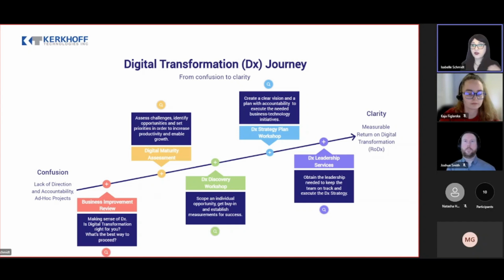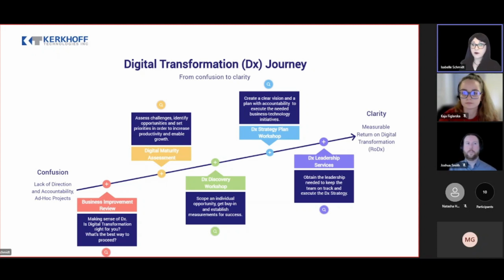And what does that transformation journey look like? How do we get from the confusion to the clarity? We start with a business improvement review, and we'll talk more about this later in the presentation. The business improvement review makes sense of digital transformation for your organization and gives you an idea as to what this process might look like.